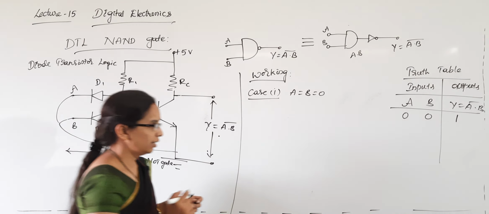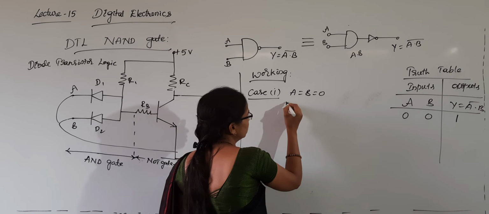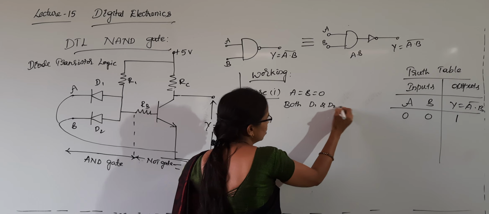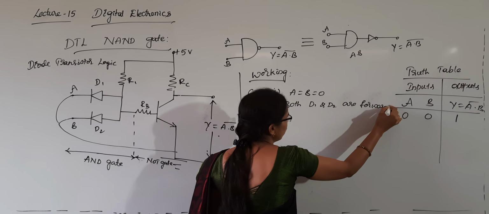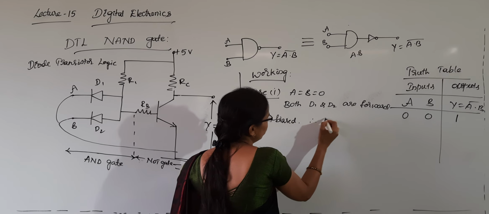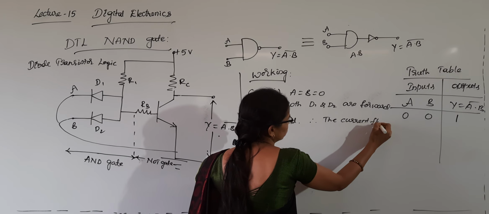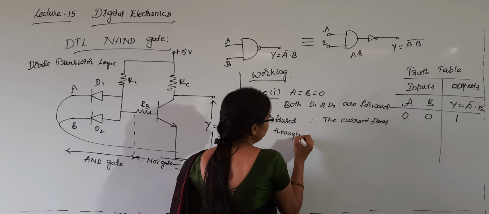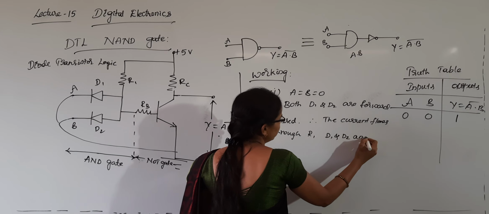Okay. The next case, here what you will write: both D1 and D2 are forward biased, or conducting, whatever you want you can write. Therefore, the current flows through R1, D1 and D2 and to ground.